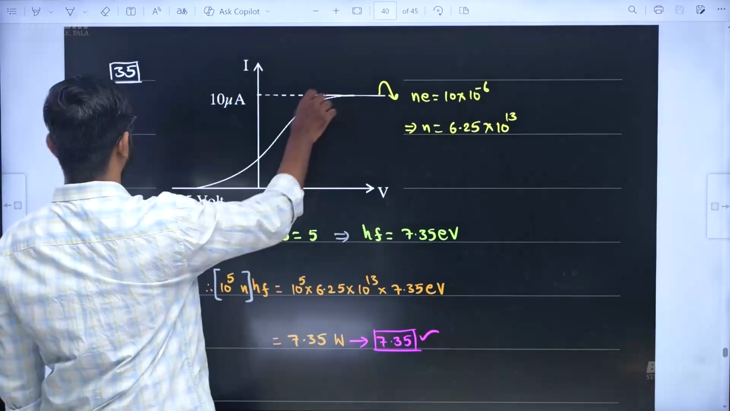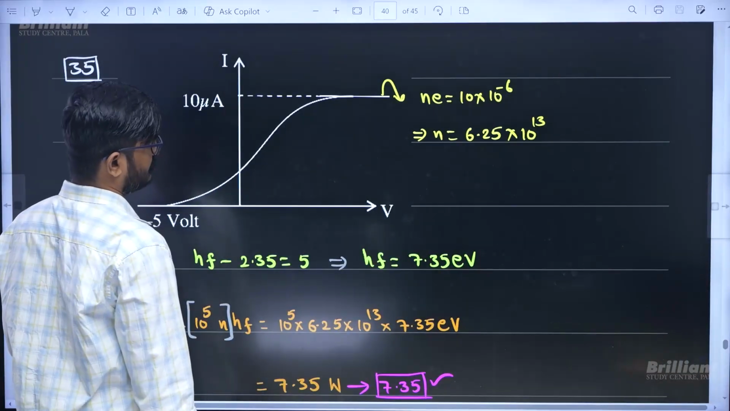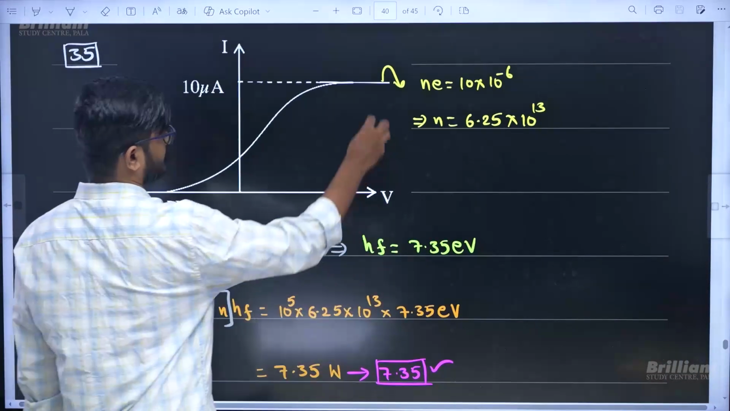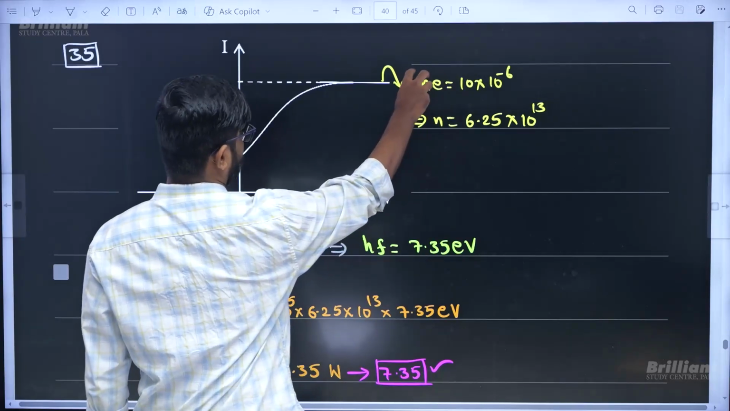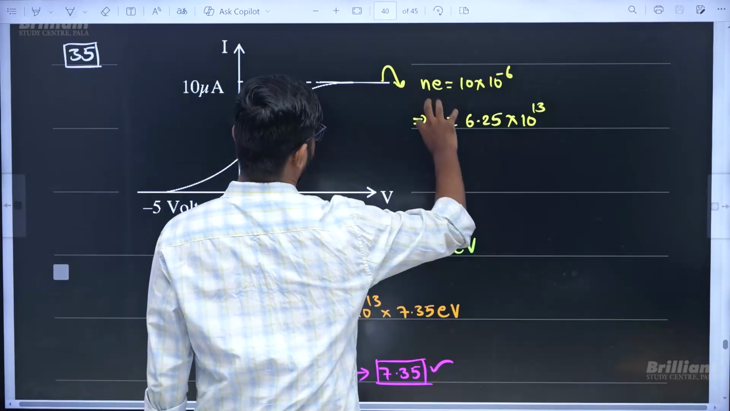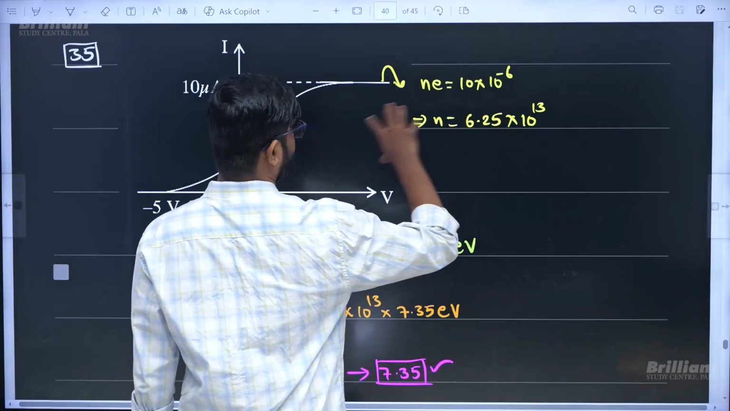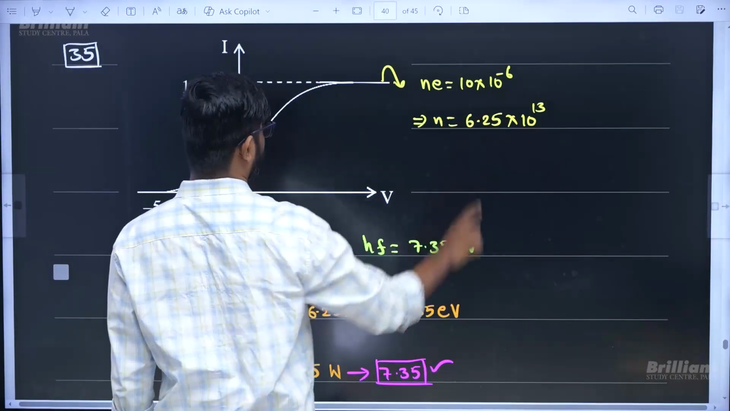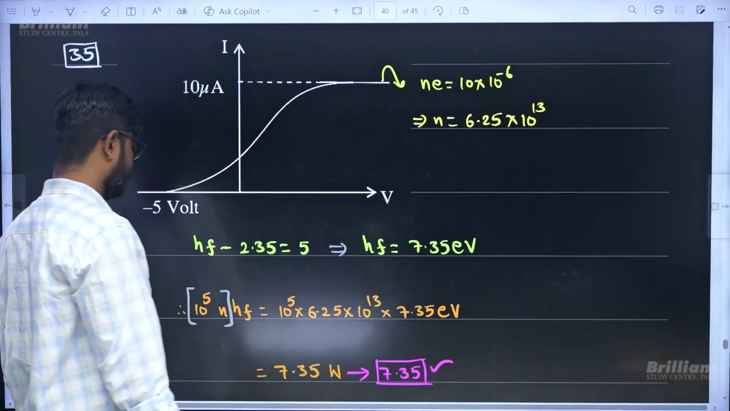So saturation current depends only on the number of electrons coming out per unit time. The number of electrons coming out per unit time times the charge of an electron is going to be the saturation current. From there you will get the number of electrons coming out per unit time. But for 10 power 5 photons, there is only one electron coming. So how many photons were there? This times 10 power 5.